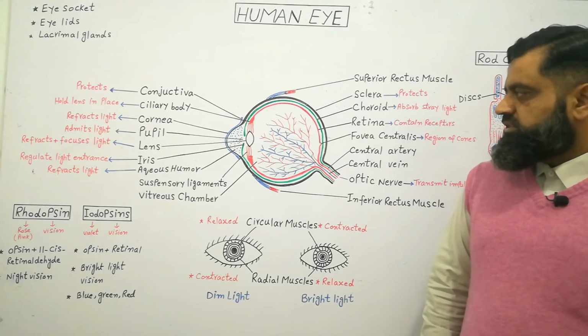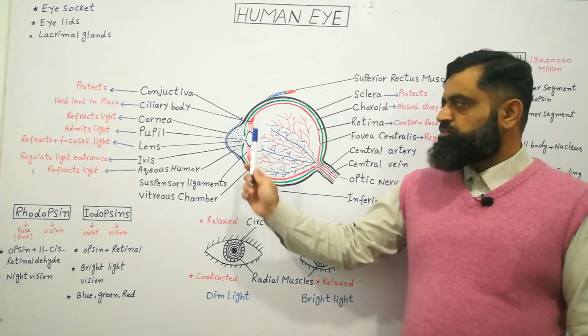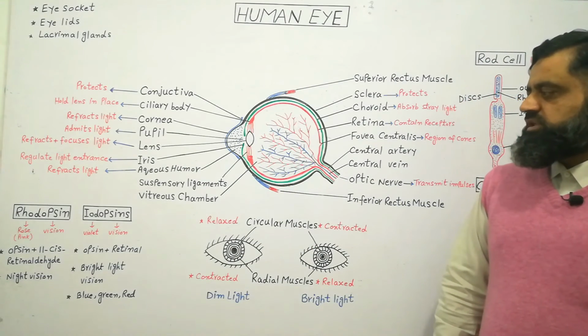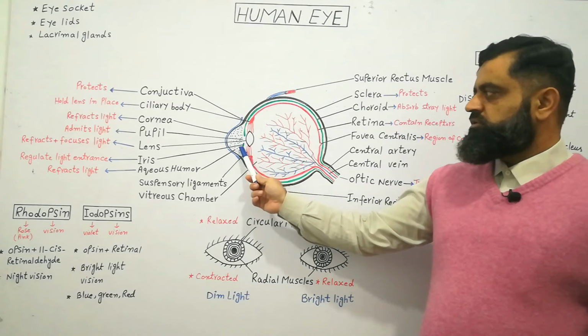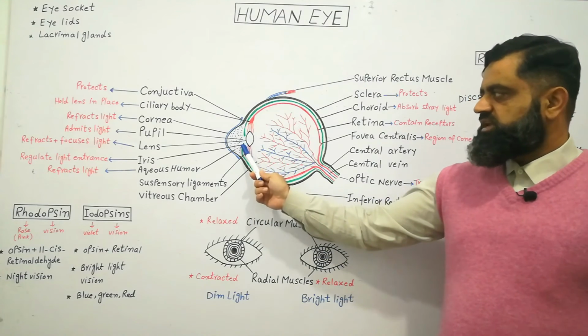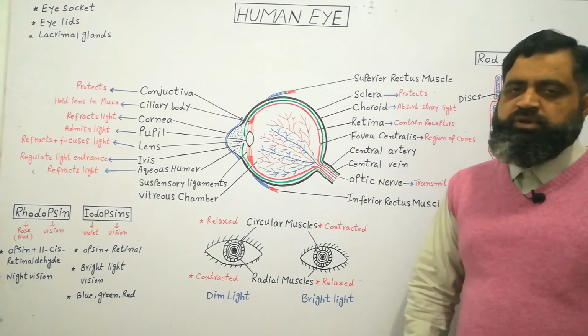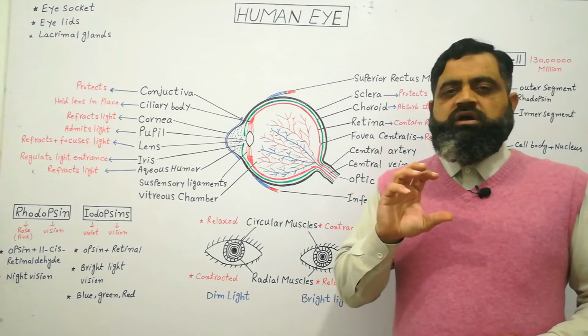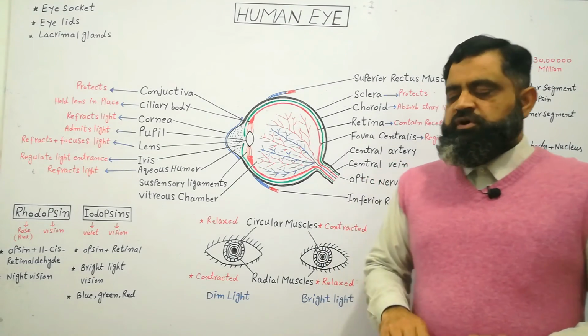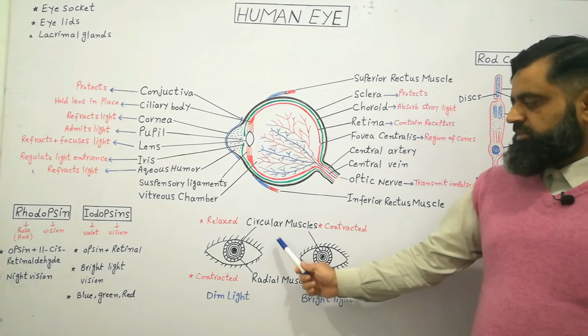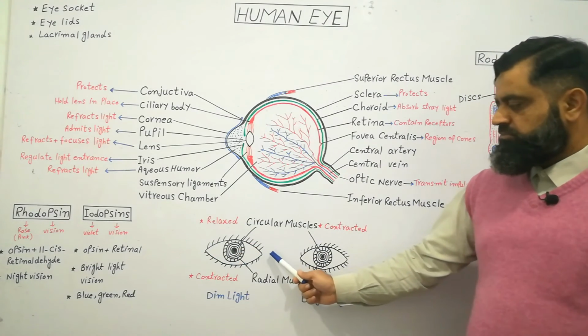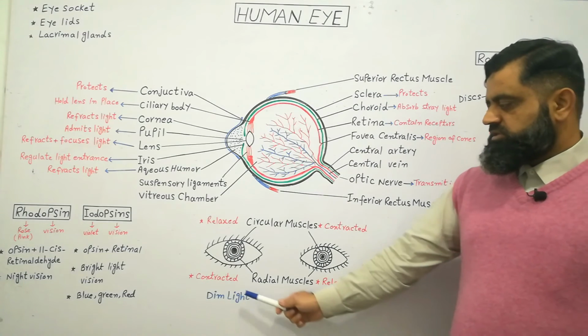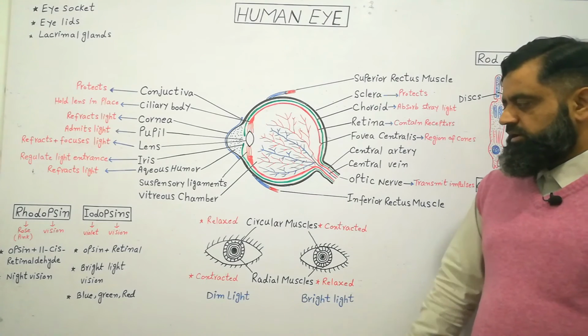Now if we look at the function of the pupil, as I already mentioned, the iris is a muscular layer of cells which makes a hole known as the pupil. The pupil admits light into the inner part of the eye. Now I have made a diagram for you. This is a diagram of an eye. This is the eye in dim light and this is the eye in bright light.